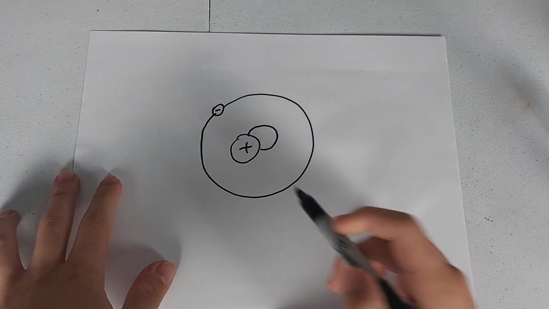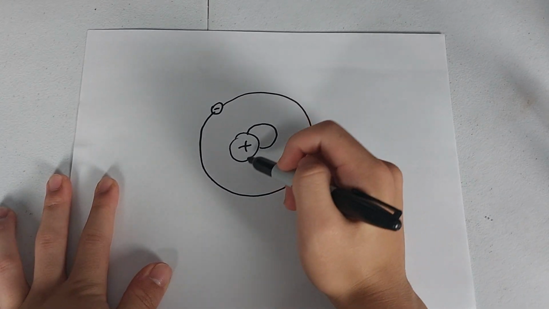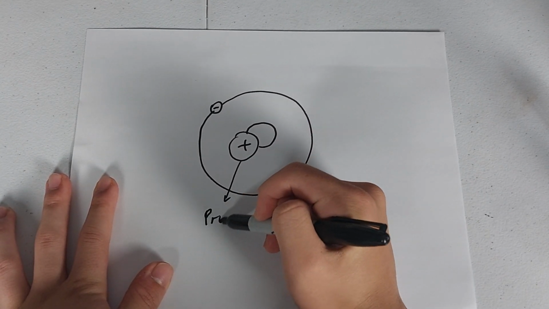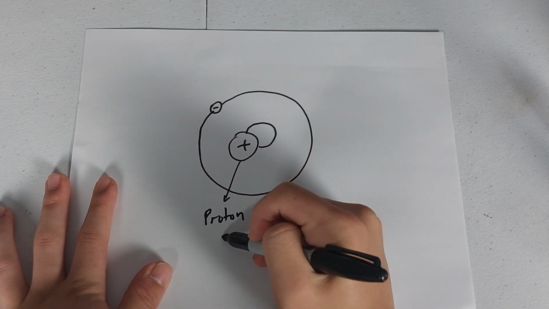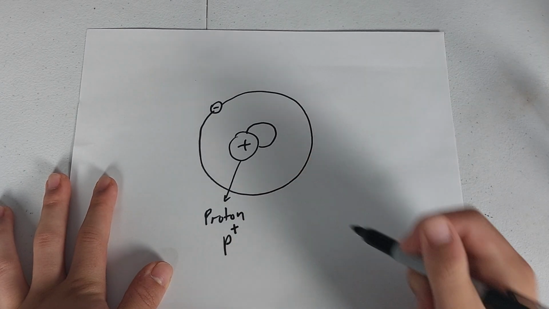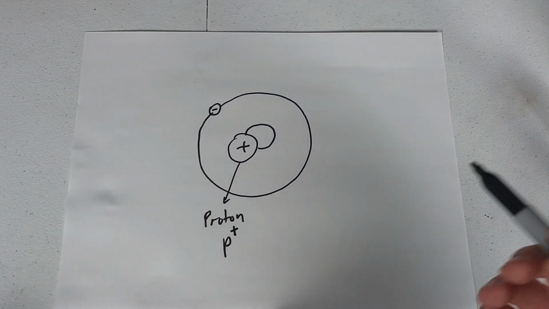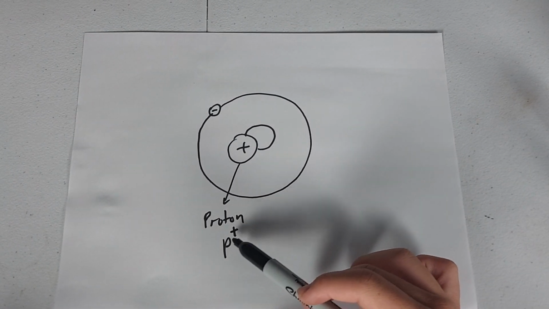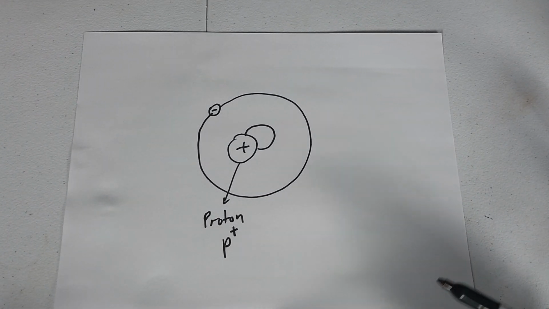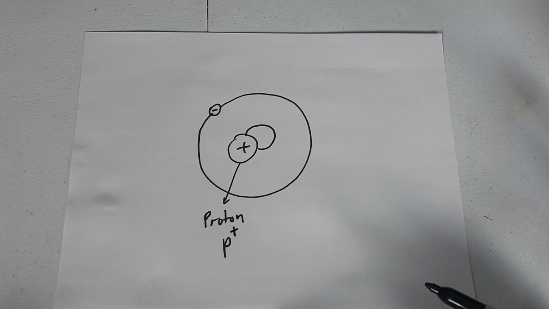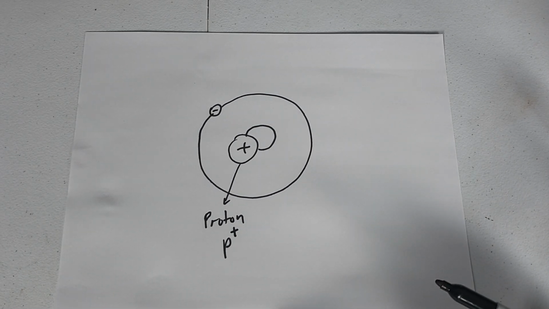So the first part here is this positively charged particle. That's called a proton. So it's spelled like this. And the symbol for it is P with a plus as the superscript. A proton is positively charged, as you can tell from here, and protons line the nucleus. Protons also have this thing where they determine which element it is.